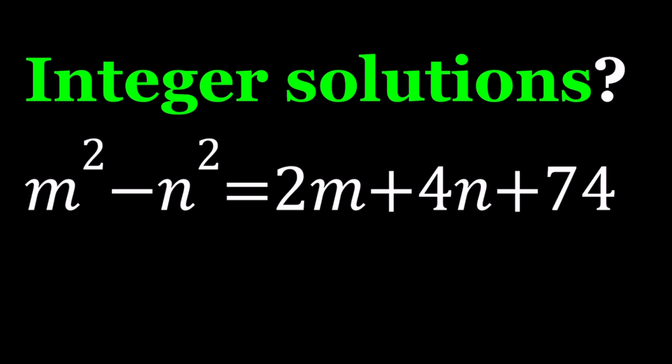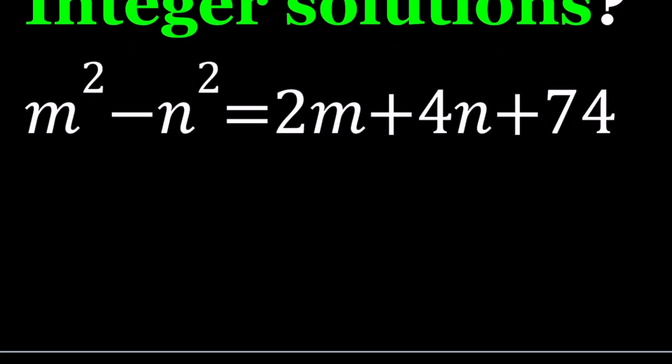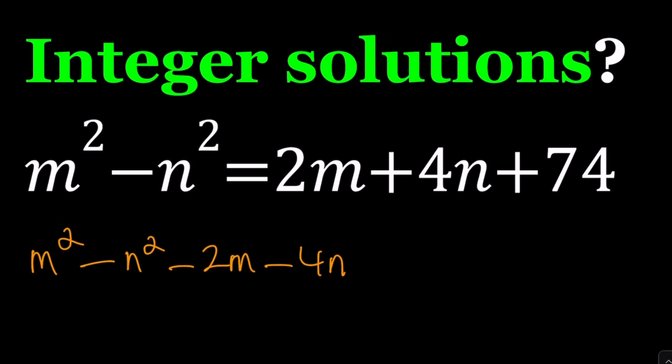Now, this expression kind of reminds me to use difference of two squares because I have m squared minus n squared on the left-hand side. Is that going to be helpful? I don't think so. So let's go ahead and do this a little differently. I want to put everything on the same side, and maybe leave the 74 on the right-hand side for now.